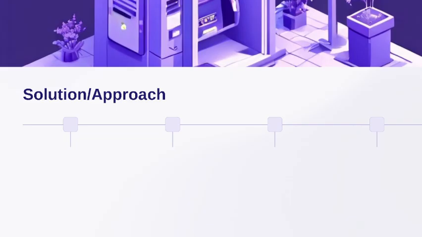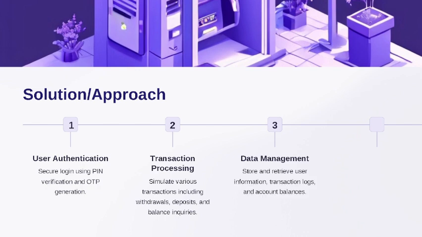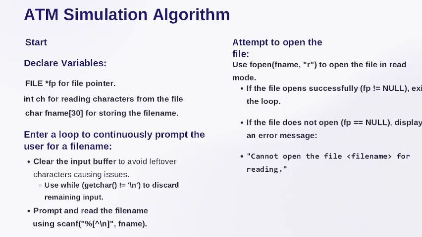Now what are my approaches toward this? First, user authentication. I have enabled functions like secure login using PIN verification and OTP generation. Second, transaction processing. In this particular code, you will get the withdrawal, deposit, current balance, and mini statement functions available. Third, data management. It helps to store and retrieve user information, transaction logs, and account balances. Fourth, user interface, which helps to develop a simple command line interface for interactions.